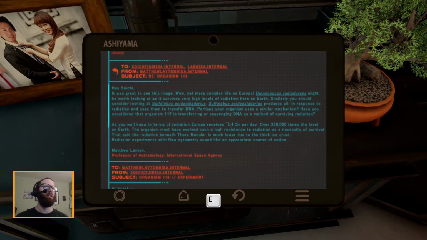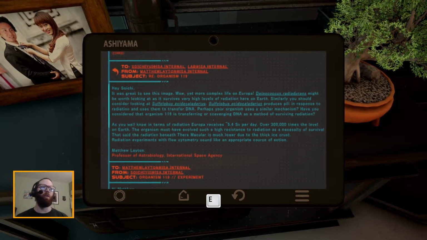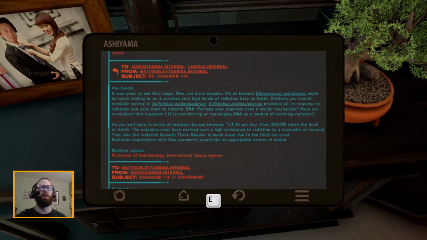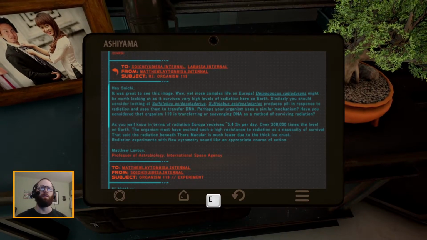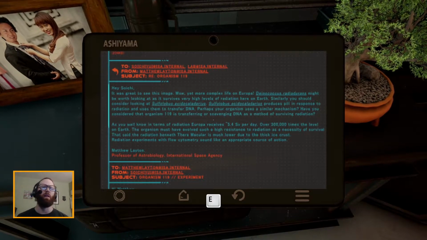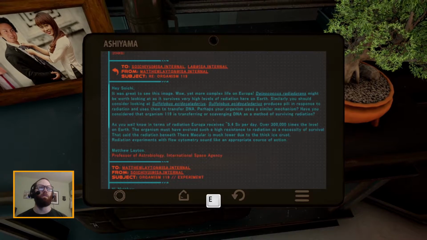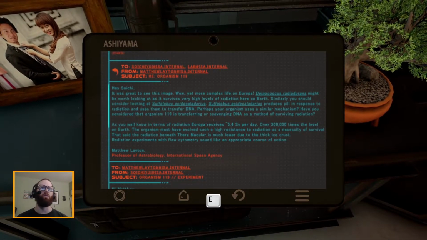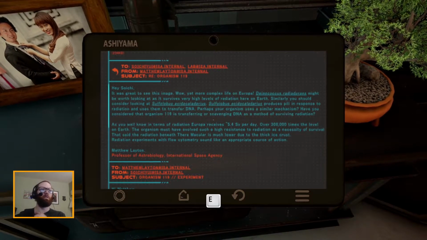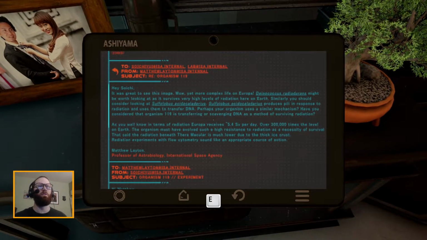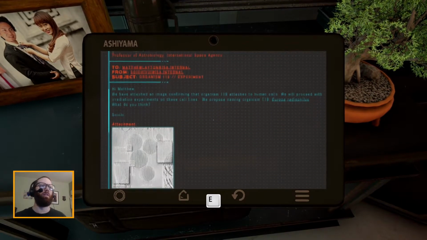Have you considered? As you well know, in terms of radiation, Europa receives 5.4 Sv per day, over 3,000 times the level on Earth. The organism must have evolved a high resistance to radiation as a necessity of survival. That said, the radiation beneath the surface is much lower due to thick ice crust. Radiation experiments. The flow cytometry sounds like an appropriate course of action. That's what I thought too.